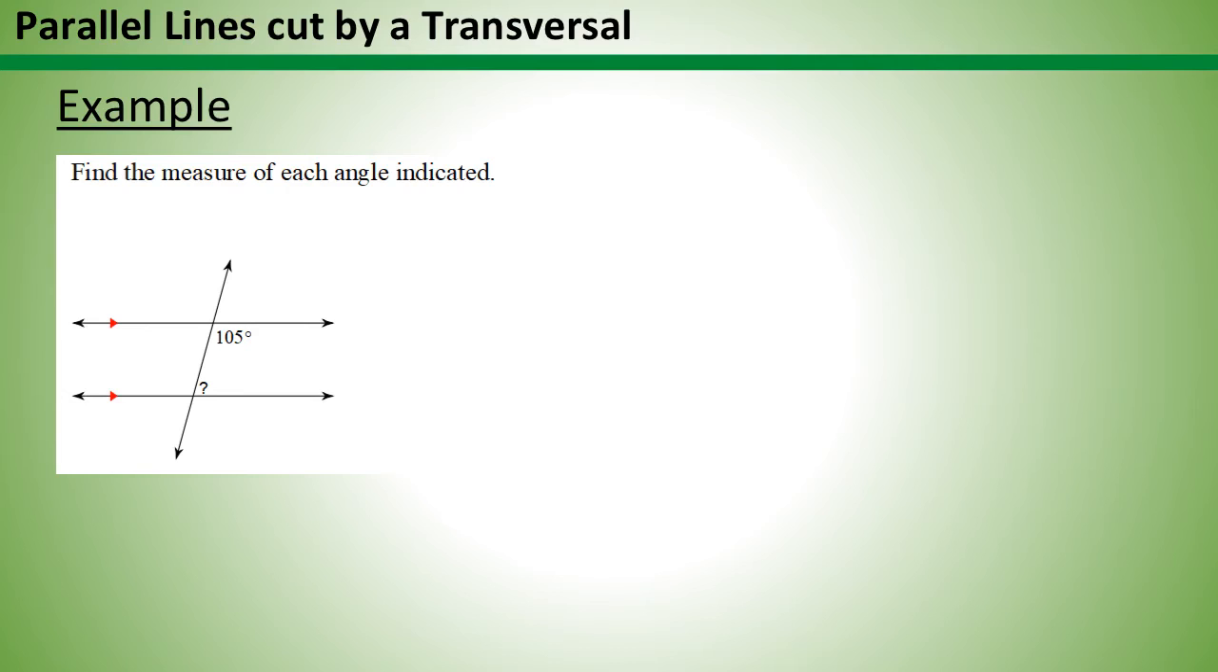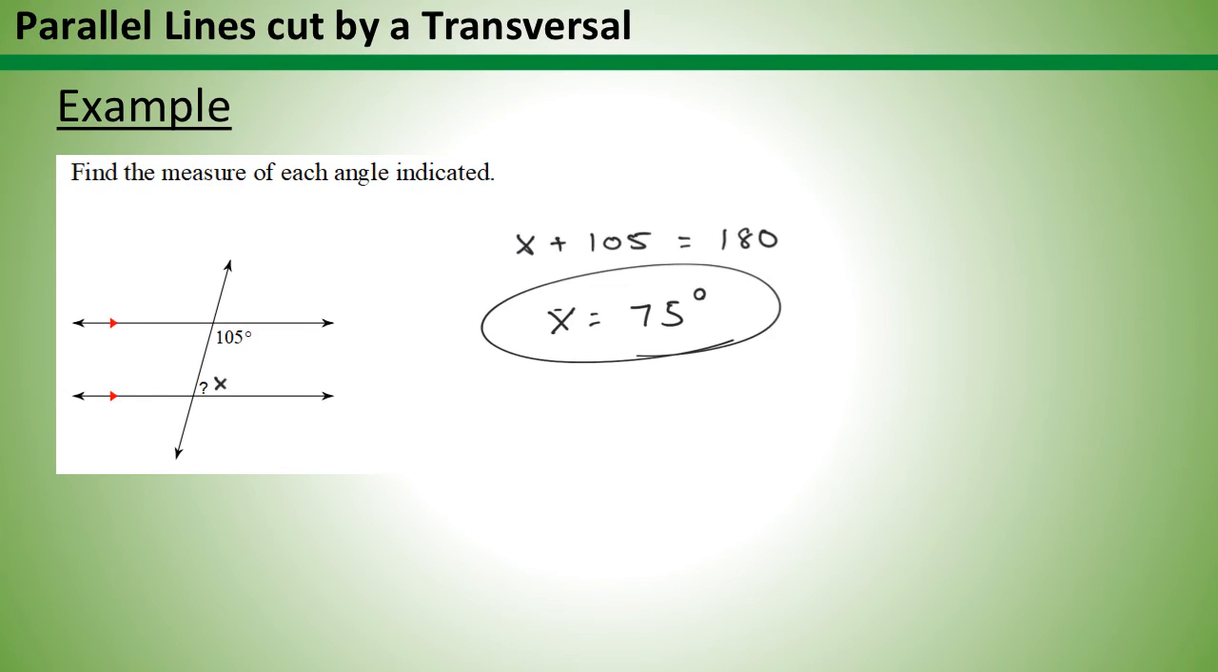So find the angle indicated below. Okay, so these are same side interior angles. We know that these are going to be supplementary. Okay, so what I'm going to do is I'm just going to put an X right here. And I know that since these are supplementary, X plus 105 must be equal to 180. Okay, so now I just need to subtract 105 and I get X is equal to 75 degrees. So that is going to be the measure of my missing angle because these two have to add to make 180.